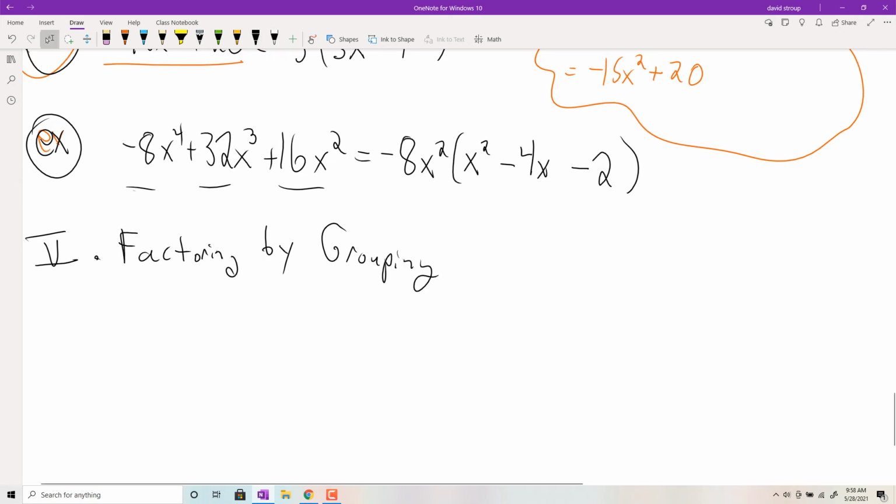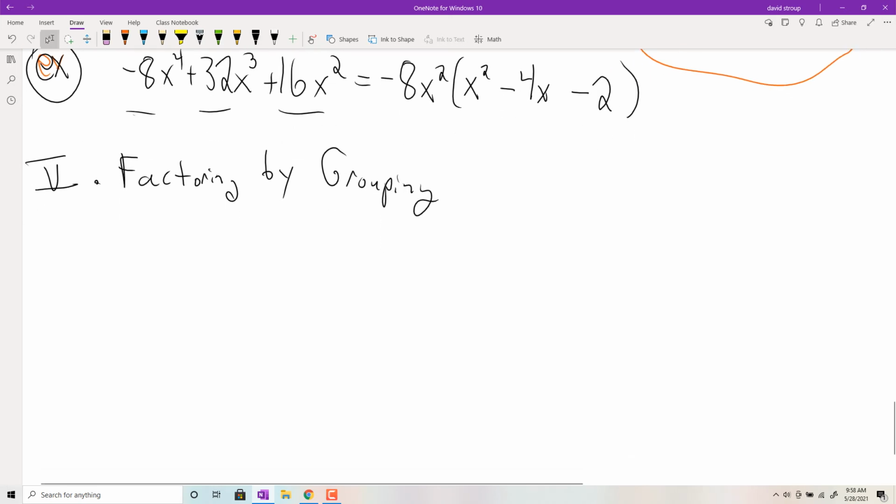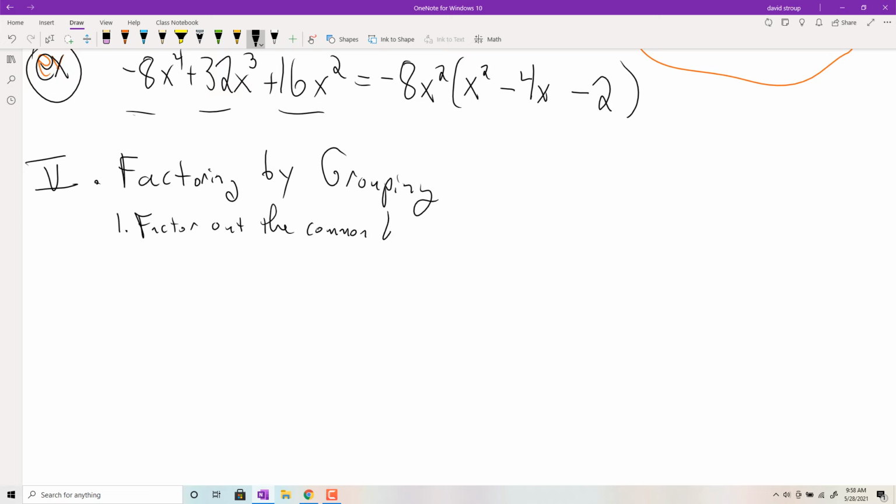And instead of just factoring out one single term, we're going to factor out a common binomial. So two terms, basically. It's a little weird. So factor out the common binomial. Okay, so let's look at some examples.